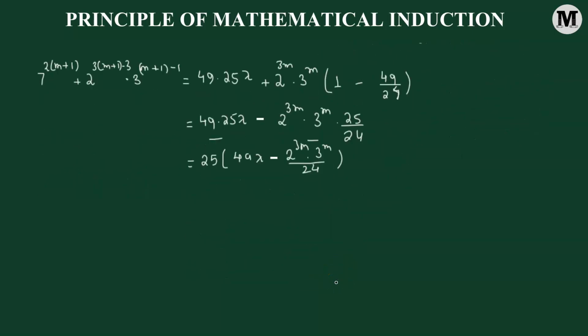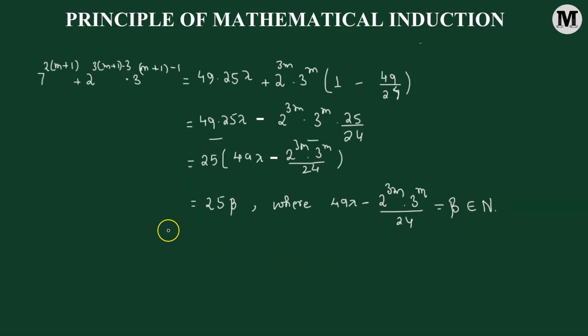Fine. Now, we have already considered lambda to be a natural number. Similarly, m is also a natural number. So whatever values of lambda and m we take, this expression within the parentheses is always going to be some natural number. So instead of rewriting it again, we replace it with beta, where we are saying that the expression 49 lambda minus 2 raised to the power of 3m multiplied to 3 raised to the power of m, divided by 24, can also be expressed as beta, where beta belongs to the set of natural numbers N.